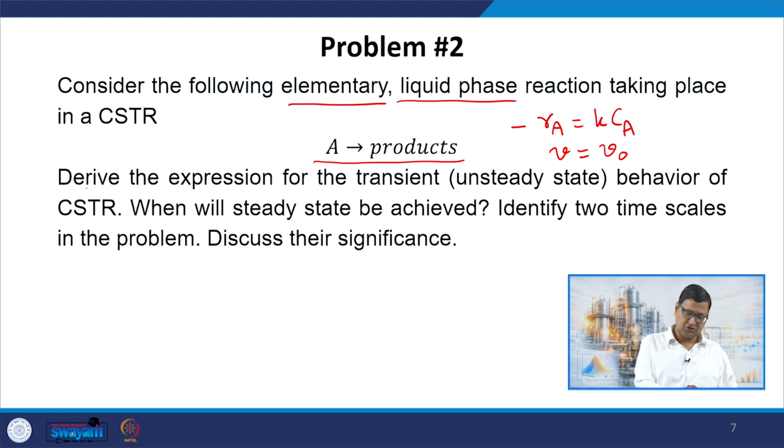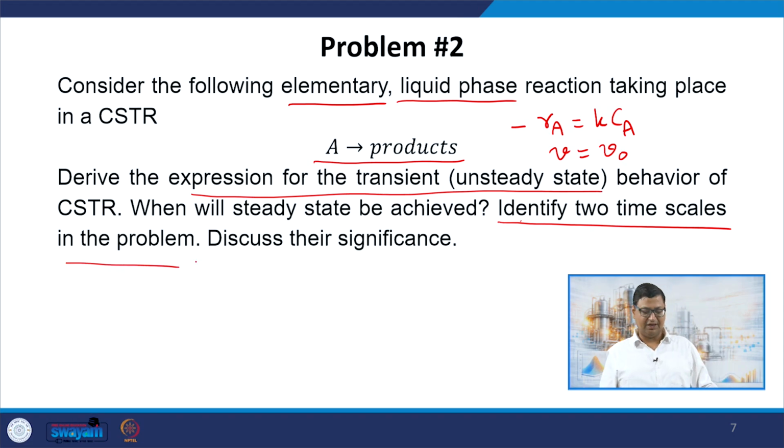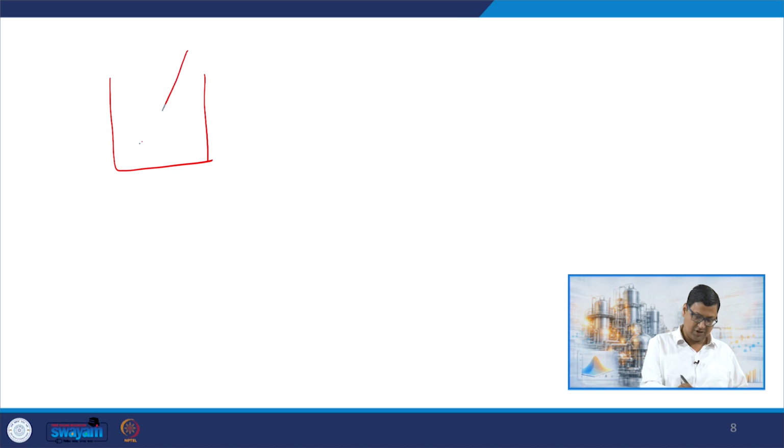And we are asked to derive the expression for the transient or unsteady state behavior of the CSTR, and we ask when will steady state be achieved, and there are two time scales in the problem. We have to identify those two time scales and discuss their significance, right. So let us begin with what we are doing for a CSTR.